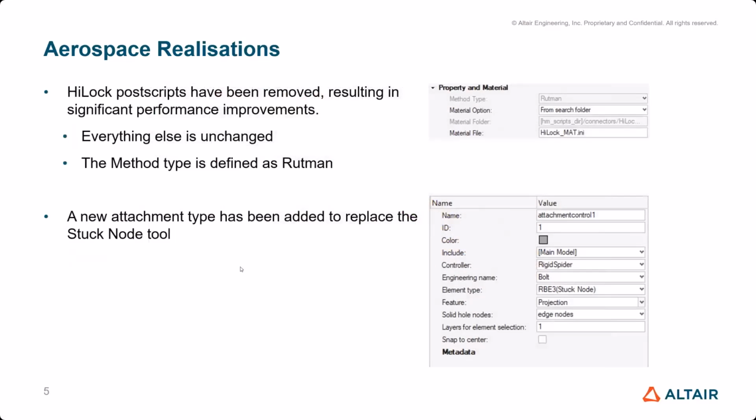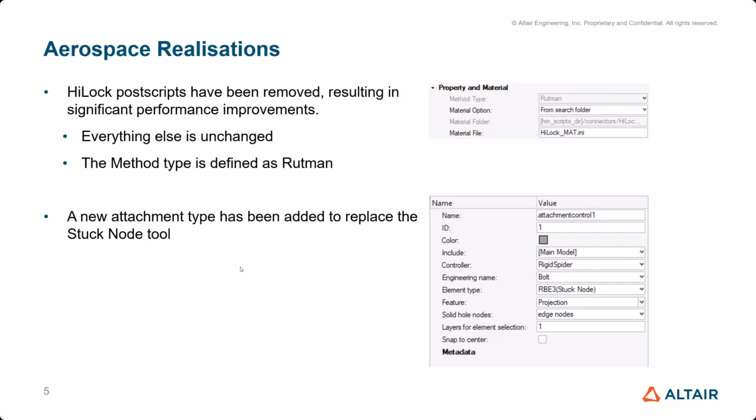We not only support hoof-based realization, we also support our high-look realization, which used to work with PostScript, which has now been removed. And this removal has resulted in a significant performance improvement. Everything else in the definition has remained unchanged. And the method used for this realization is the Ratman method, which is also a realization that can be tuned from the connector control manager.